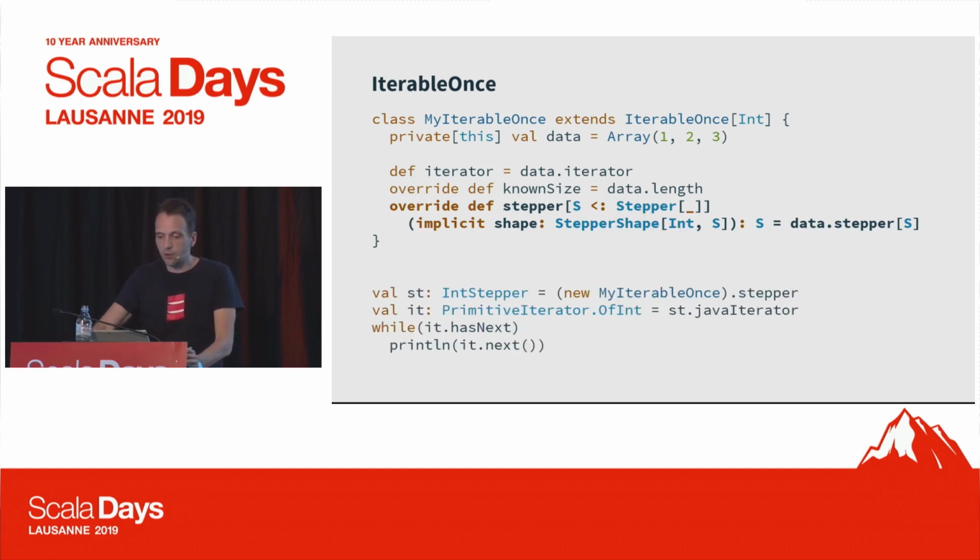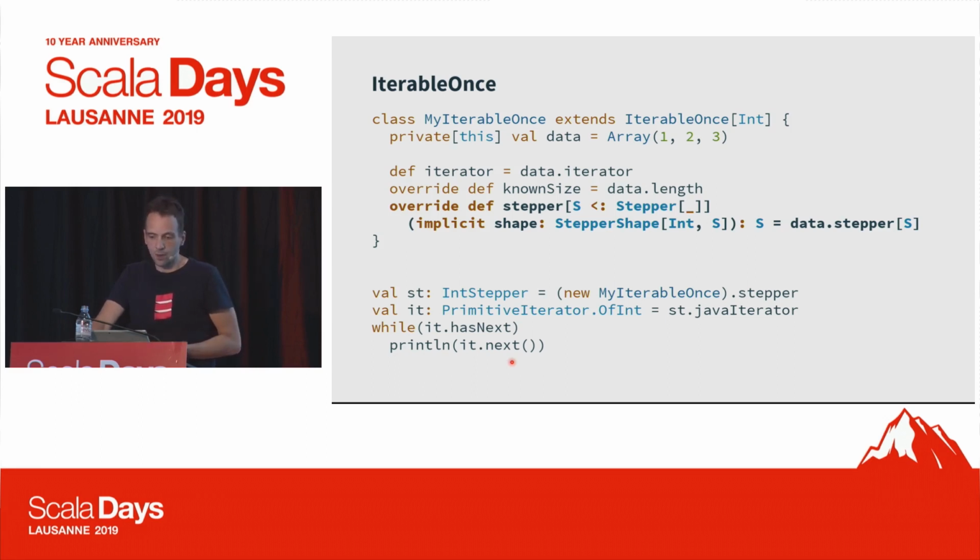If you look at an actual usage, this is something we can do with a stepper. So first we get the stepper by calling .stepper, and this is actually of type IntStepper. It's not just a Stepper of Int. This explains why we need this strange functional dependency here with the StepperShape. So StepperShape computes the correct stepper type for whatever element type we have. That's because we need to support Java's primitive specialization. So now we have an IntStepper, and if we call javaIterator, it will give us a primitive iterator of Int. And then when you call next, this is actually a primitive int method, which doesn't involve any boxing or unboxing.